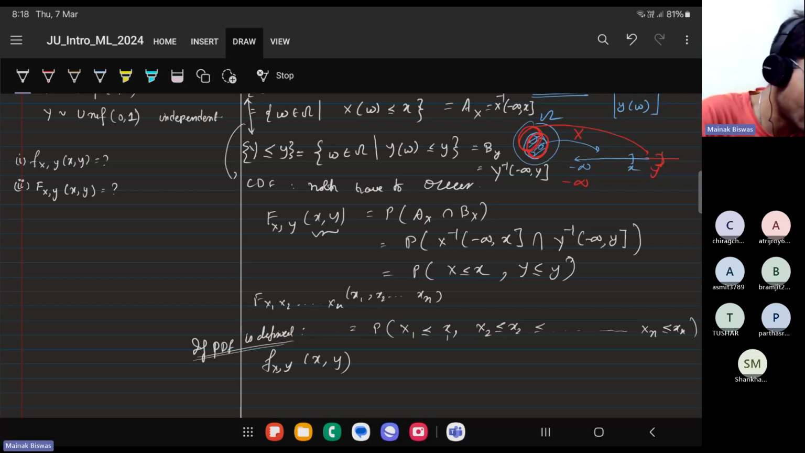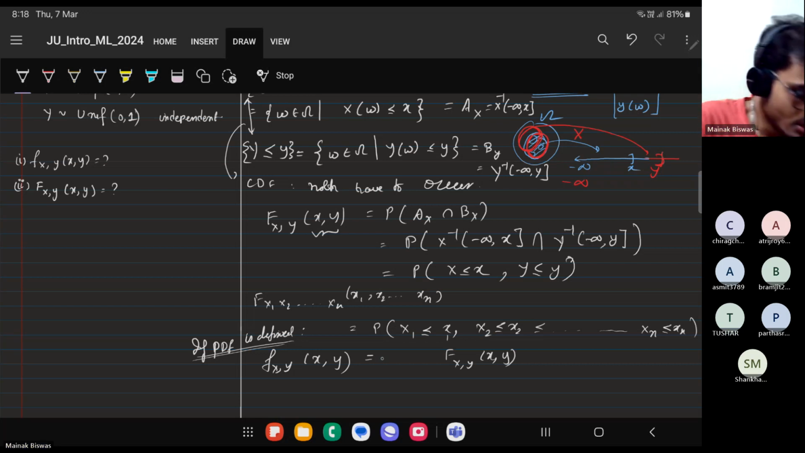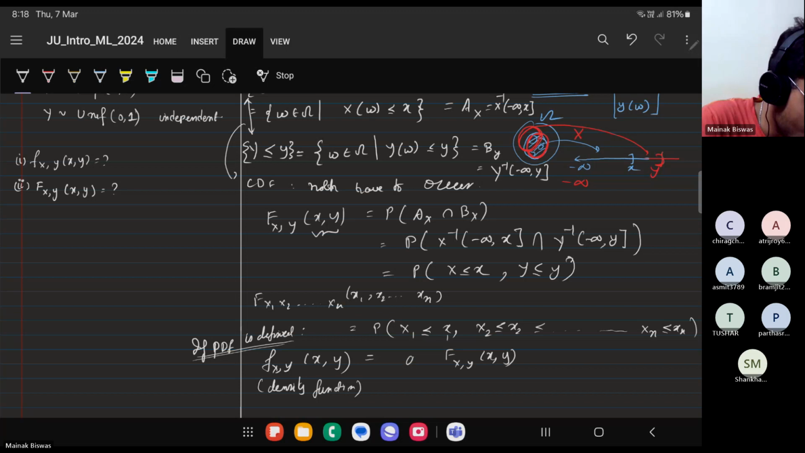So I know f of x. This is known to me. How will I define the CDF or the density function? We can do d by dx, but here we have x and y. Then we have to do partial del by del x and partial del by del y. Yes, partial. Very good. So you will do that.